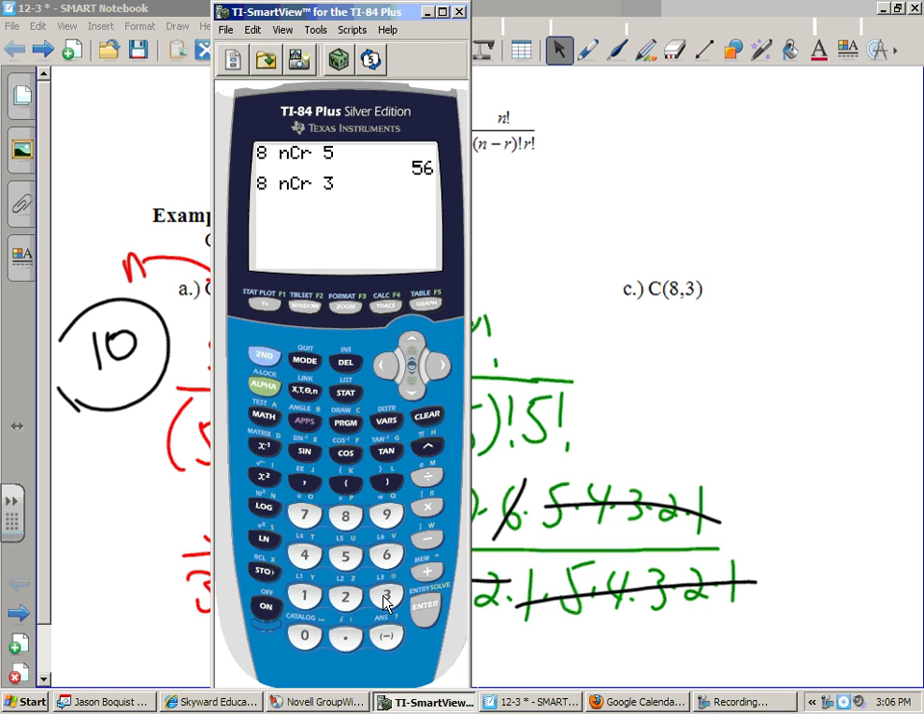Take a second or two. Those with the TI-83s or whatever those things are called, it's just under the PRB button that you have to find that. And some of the other calculators, I would have to find it, those of you that have different ones. Is it on there?